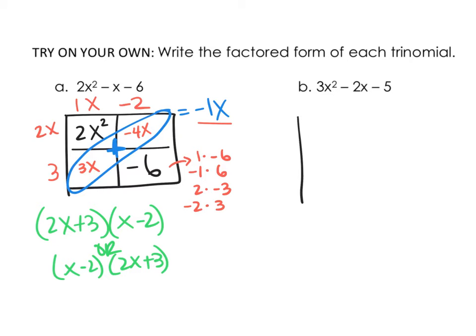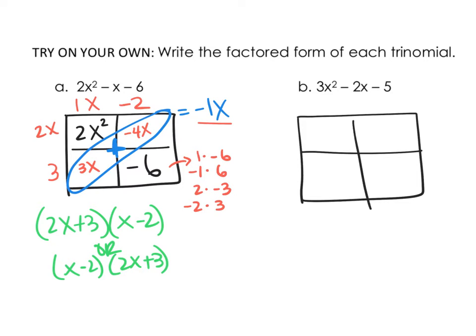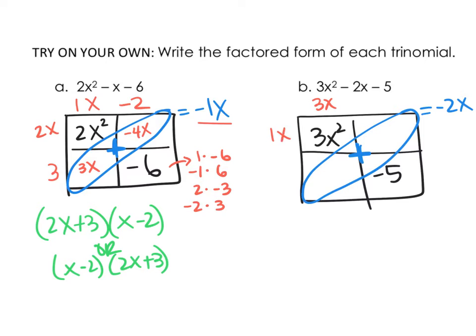We need to look for a GCF first, and we should have found that we did not have one. So we needed to go straight to that box, and let me set it up for us. We need to multiply this time to be a 3x squared. So 3x squared would have to be a 3x and a 1x. Okay, so now let's see what multiplies to be negative 5. Well, that could be a 1 times a negative 5 or a negative 1 times a positive 5.